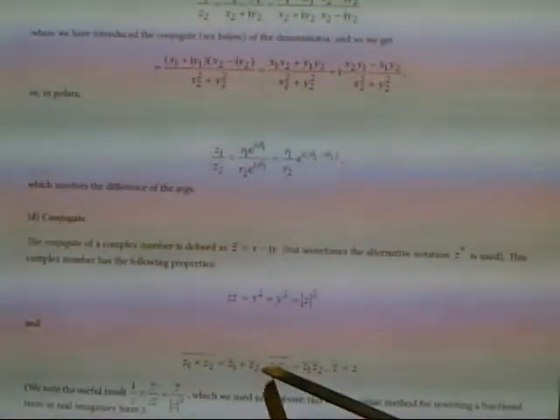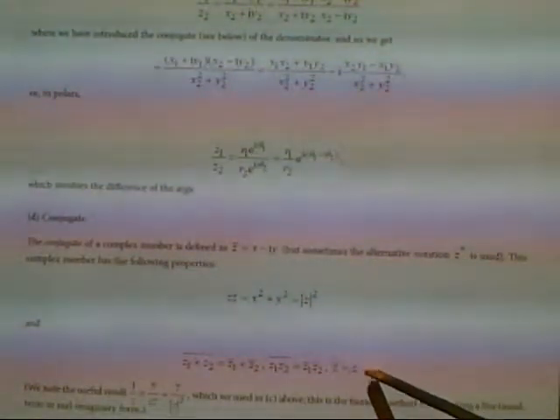Conjugate means that z bar is equal to h minus iy. So z multiplied by z bar is equal to h squared plus y squared, which is equal to the modulus of z squared. Therefore, the conjugate of z1 plus z2 is equal to z1 bar plus z2 bar, and the conjugate of z1 z2 is equal to z1 bar multiplied by z2 bar. The conjugate of z bar is equal to z.